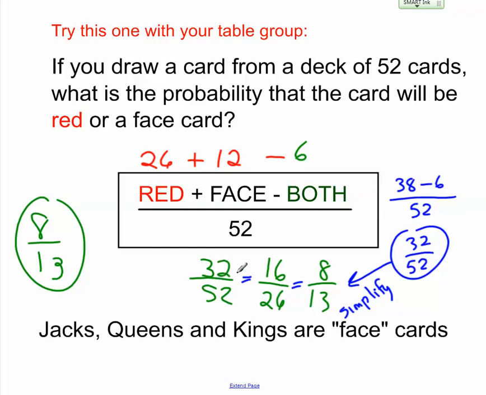Or you can simplify it in 2 steps. They're both even, divide by 2, both even, divide by 2. Either way, in lowest terms, the answer to the question is 8/13. And then I said, what's the complement of that? Well, the complement of that would be 5/13. You just subtract it from 13/13.